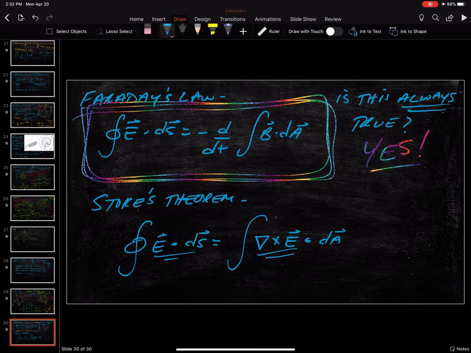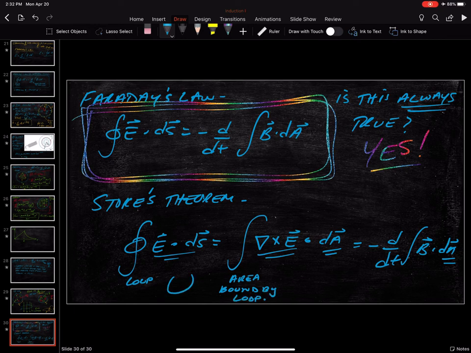Well, if that's the case, and if this is equal to minus d dt of integral B dot dA, then I can relate these two things since it's over the same area. Remember, this is the area of some loop. This is the area bound by the loop. Okay, so it's the same loop.